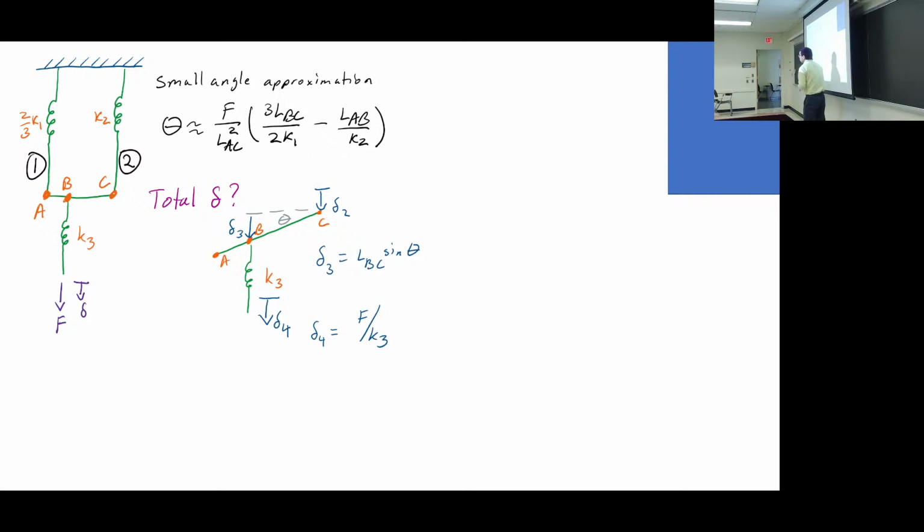Okay. So now, what do we see? We see that the total displacement, how would you describe the total displacement? From the total displacement, just delta at the end. What do you do here?